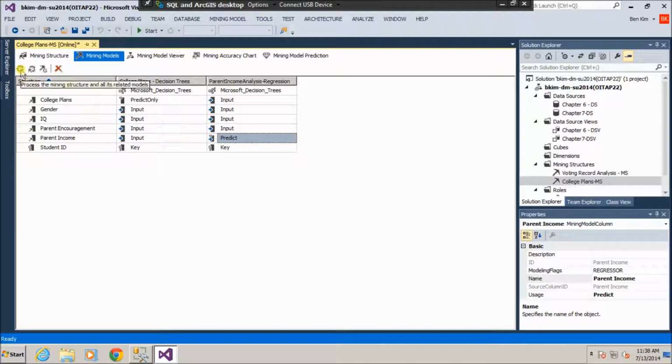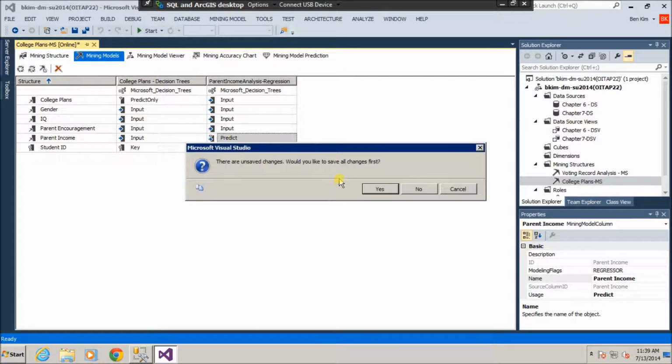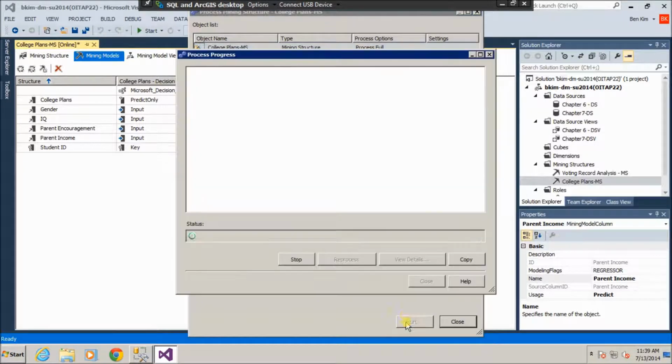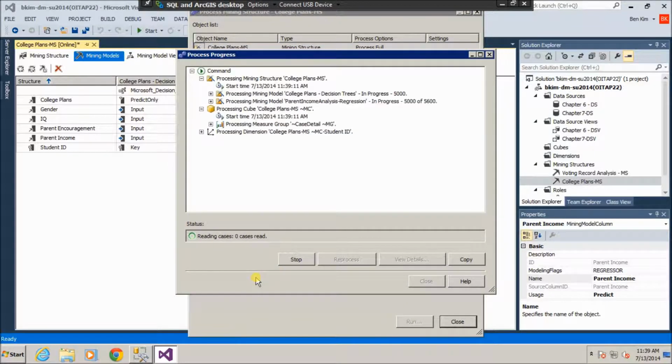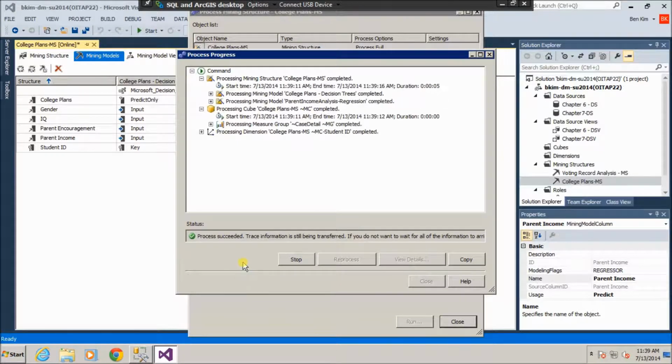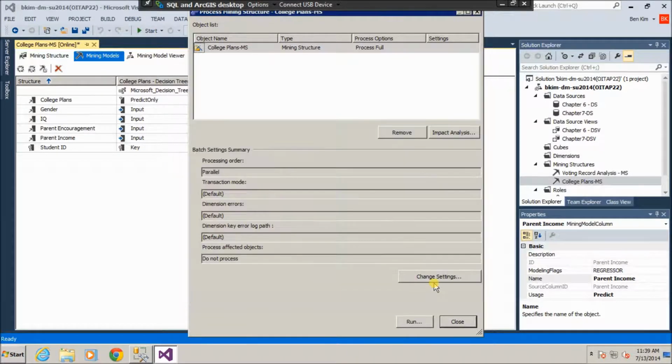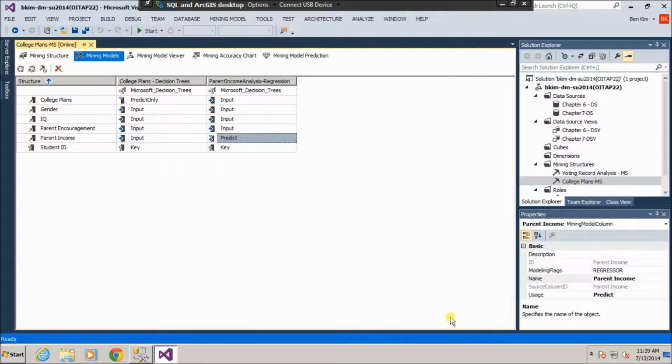Okay, the first one says process the mining structure and all related models. They want to save all changes. Sure, yes. Run. Looks great. Close it.